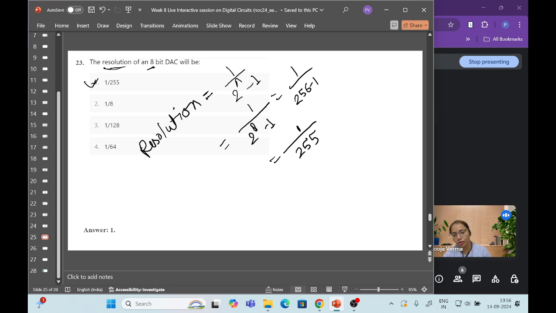So here input voltage is not given, otherwise it is V by 2 to the power n minus 1. So we have taken it as 1.